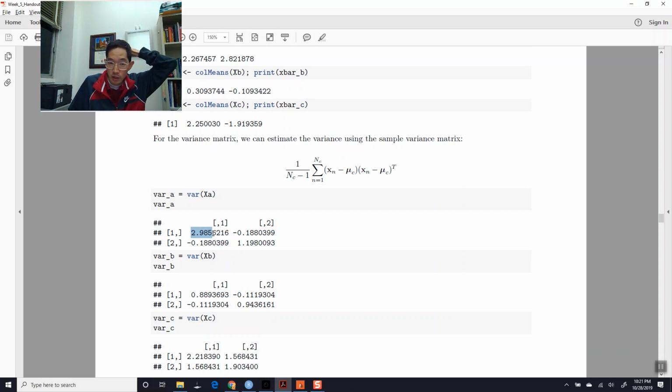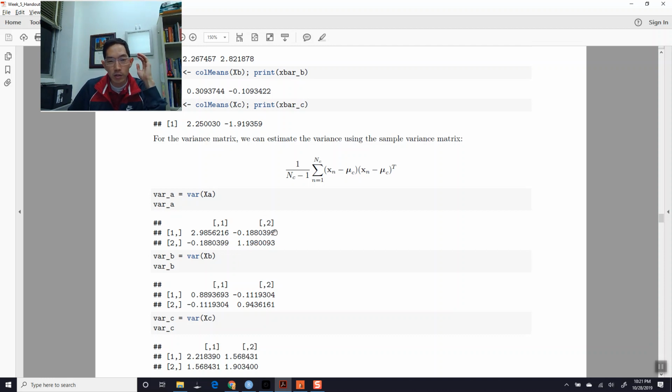It gives you the variances on the diagonal. So the variance of x1 is 2.985. The true value is 3. The variance of x2 in your sample of data is 1.198, about 1.2. We generated it using a population variance of 1.